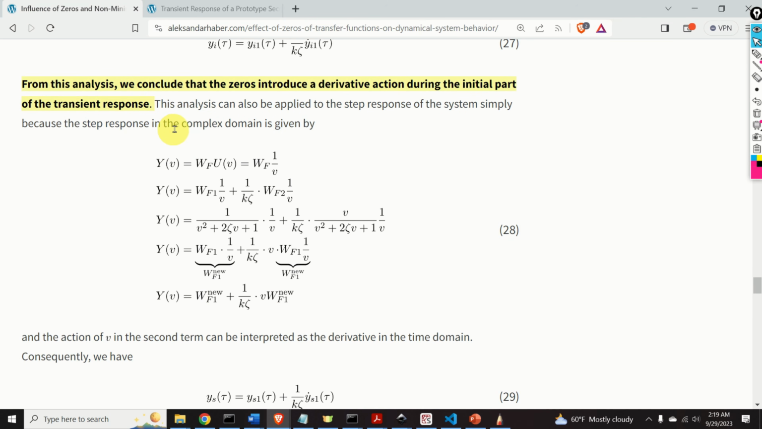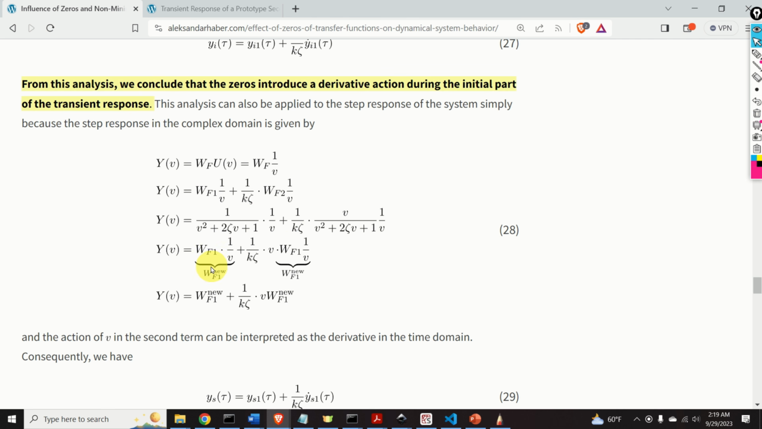The previous analysis can also be applied to the step response of the system simply because the step response in the complex domain is given by this equation. What do we do over here? We take our transfer function, and we multiply the transfer function by the input to obtain the output. When we compute the step response, the input signal is 1 over v. Consequently, by substituting the expression for wf in this equation, we obtain this equation. And further, by expanding this equation, we obtain this equation.